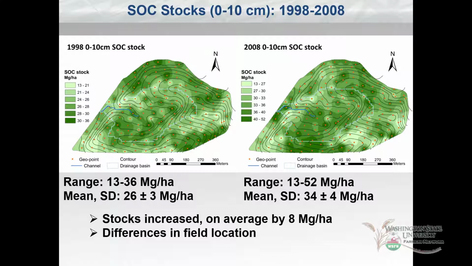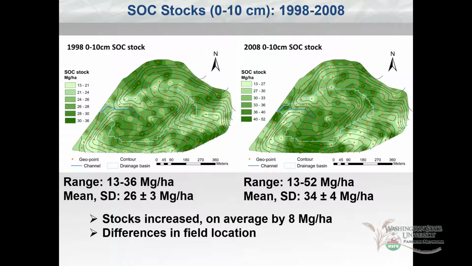But here we can see the range in 98, 0 to 10 centimeters, on average 26 megagrams per hectare, and over here is 34. Oh, I should also mention the other measurement that's required here, besides carbon that I just described, that gives you a concentration. So grams of carbon per kilogram of soil type of thing.